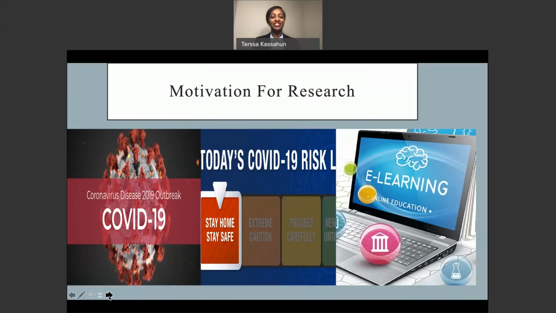My motivation for this research, of course, is the COVID pandemic. Since March 2020, we were told to stay at home, stay safe. And I found myself doing multiple activities at the same time while learning. I was wondering how multitasking has an impact on my academic performance, and I wanted to do more research on multitasking. That's my motivation for this research.